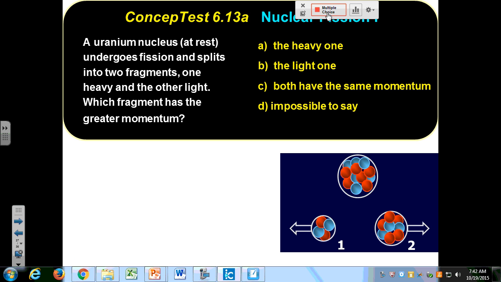A uranium nucleus at rest. It's not moving, has no momentum. It splits into two fragments, one heavy and one light. Which fragment has the greater momentum? So this uranium nucleus is here. It splits into two pieces. This one flies off in that direction, this one in this direction. Which one has the greater momentum? The heavy one, the light one, the same momentum, or can you not say because you don't know various things about it?